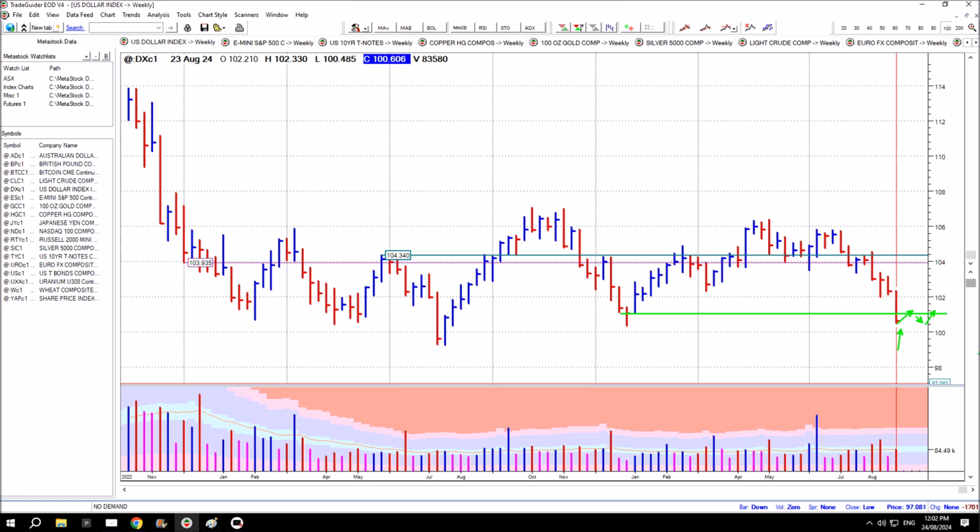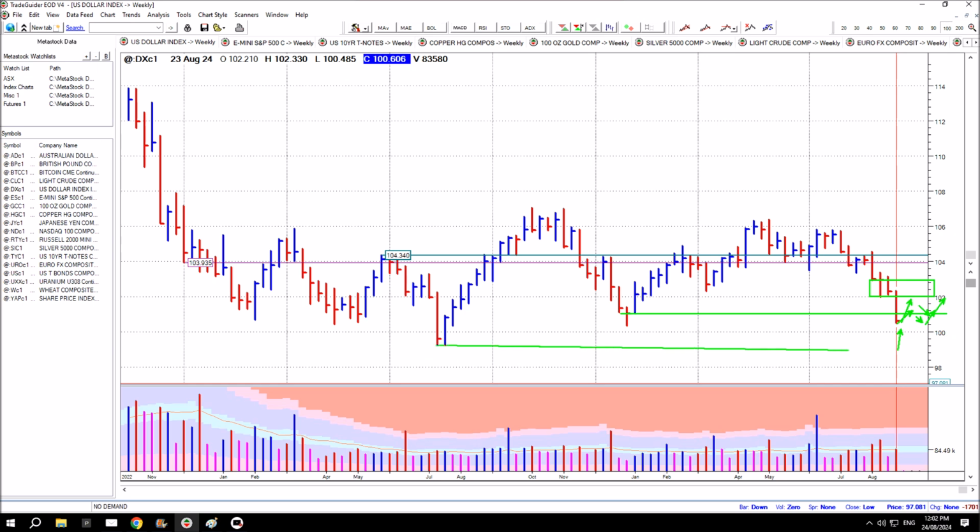Back to the 101, 101 and a half. We'll see what happens there. If there is a real recovery, I expect some resistance will be found in here, just above the 102. That'll be more difficult. The market could push up into here and attempt to recover.